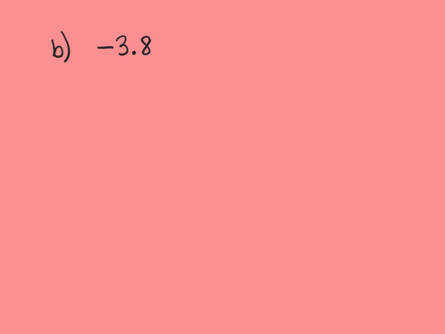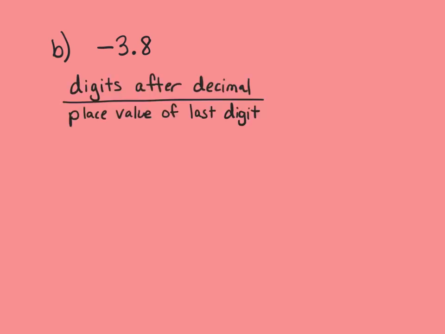And then we have -3.8. So to find the fraction part of this, we know that we're going to take the digits after the decimal and place it over the place value of the last digit. But this problem has something in front of the decimal. So I take whatever's in front of that decimal, which is -3 in this case, and that is an integer that we're going to place in front of the fraction. So it's going to be -3 and some fraction.